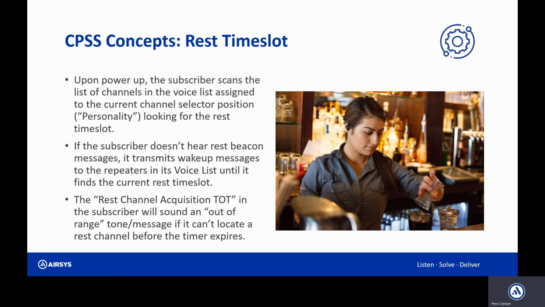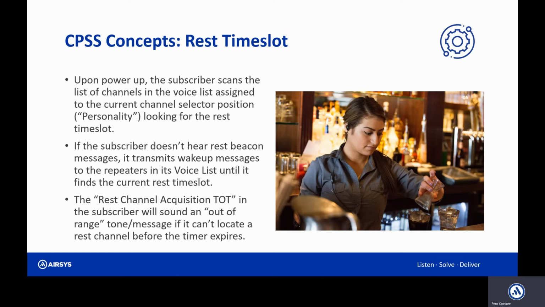So talking about the rest channel, upon power up, the subscriber scans the list of channels in the voice list assigned to the current channel selector position, looking for the rest channel. And this is always the case for a Capacity Plus subscriber radio. So when you switch the radio on, the first thing it will do is go into the voice list and then try and find a repeater that's online. Typically the repeater that's on the rest time slot.